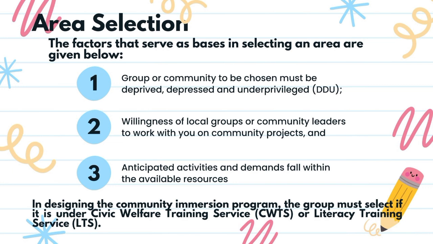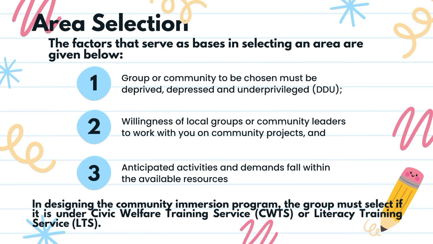We call this kind of community a DDU area, the deprived, depressed, and underprivileged community or area. The next one is the people must be willing to work with you. The leaders and members of the community must be open and willing to help you with the projects, and they should be ready to cooperate and join the activities. Lastly, your group must have enough resources. The activity you plan to do should match the time, money, and materials your group has. So don't choose a project that is too expensive or too hard for your group to do.